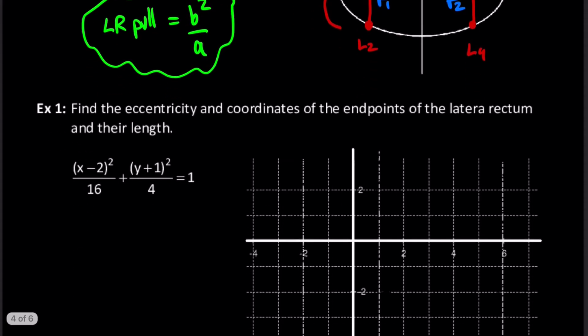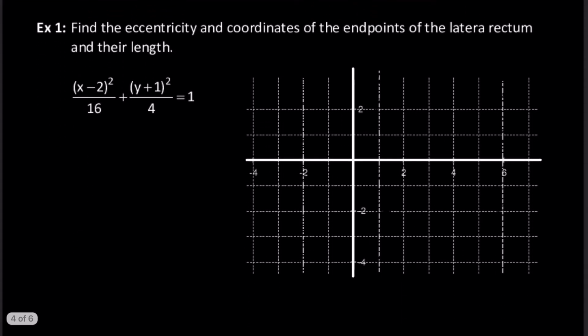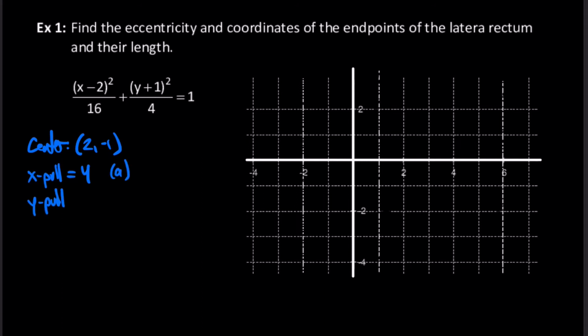Okay, let's try a couple examples here. Find the eccentricity and coordinates of the endpoints of the lateral rectum and their length. Well, this is already in standard form, so I know a couple things right away. Center is going to be (2, -1). X pull equals 4, and that's also going to be a. It's the larger one. Y pull equals 2. That's going to be your b value.